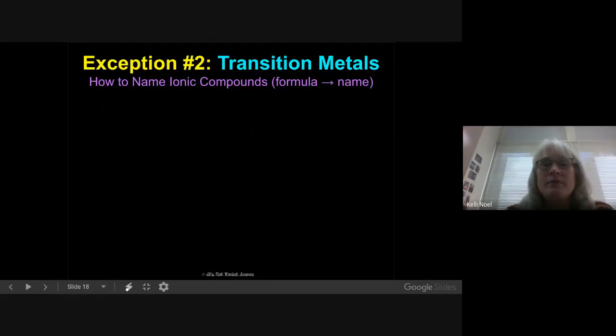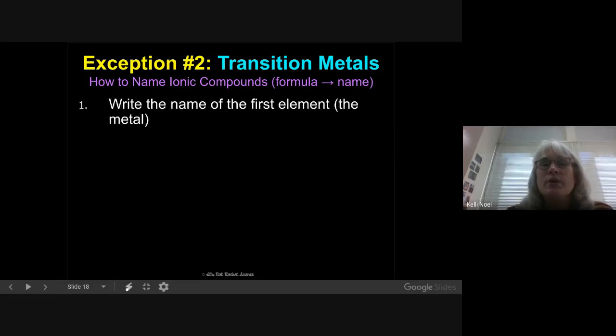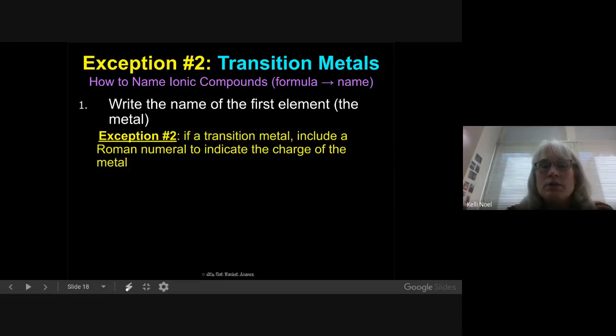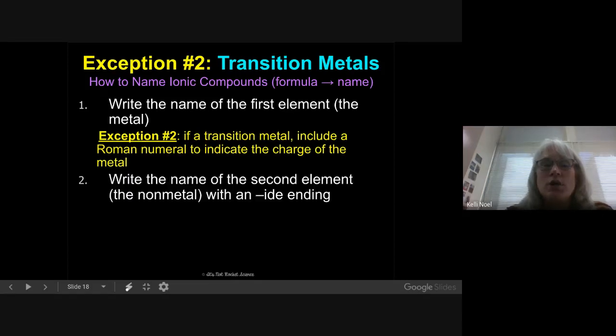So you can have an exception, though, when you go to write. This is the exception 2 for transition metals. So we're going to write the name. If we're given a formula, you're going to again write the name of the first element. If it's a transition metal, you have to add a parentheses in Roman numeral to indicate the charge. Write the name of the second element, which is the nonmetal with the IDE ending. Remember, if it's a polyatomic, then you would have to use that special name.